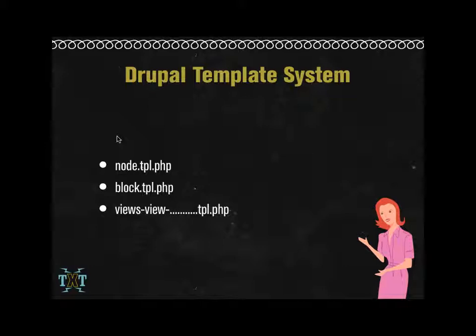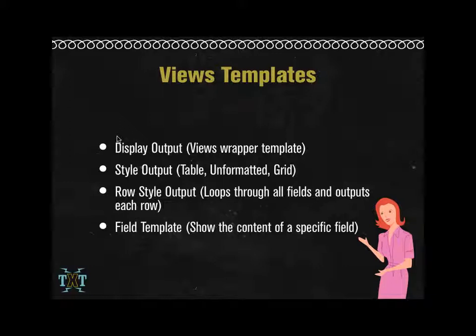So in the Drupal template system, there's node.tpl.php, there's block.tpl.php, there's a few others. But the views module provides a number of templates, and they all start with views-view, as you'll see a little more. There are four types of templates that views puts out. There's a display output, which is the main wrapper for the view, and in that template you have the view header, the view footer, the pager, the content, and any attachments. It also outputs a title if you have one.